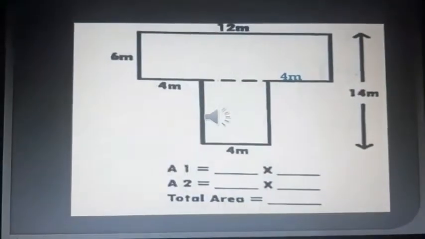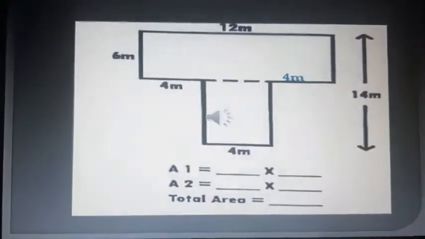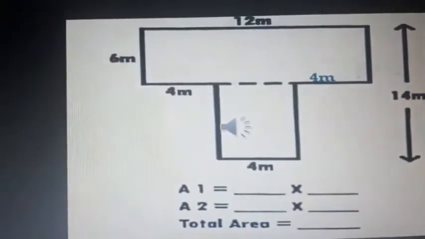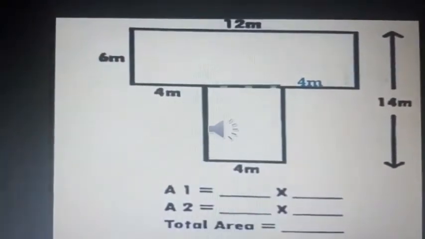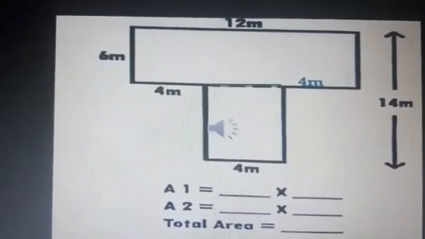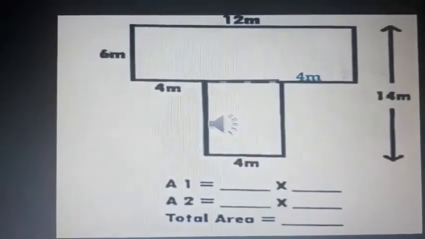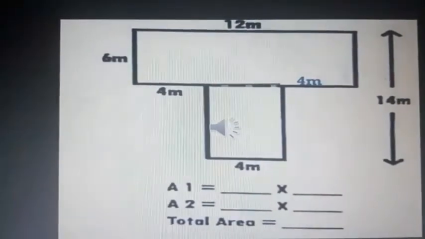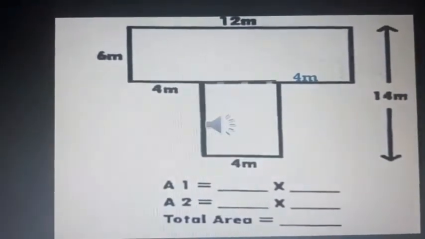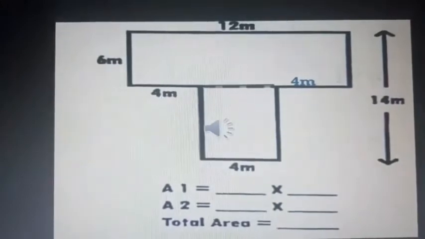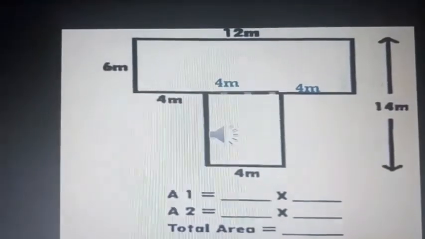Then, okay, here another shape. Don't forget, we make, yes, a line to divide it into regular shapes. Okay, this part you make it equal. Look at the opposite side, it equals 4 meters, so it will be 4 meters.